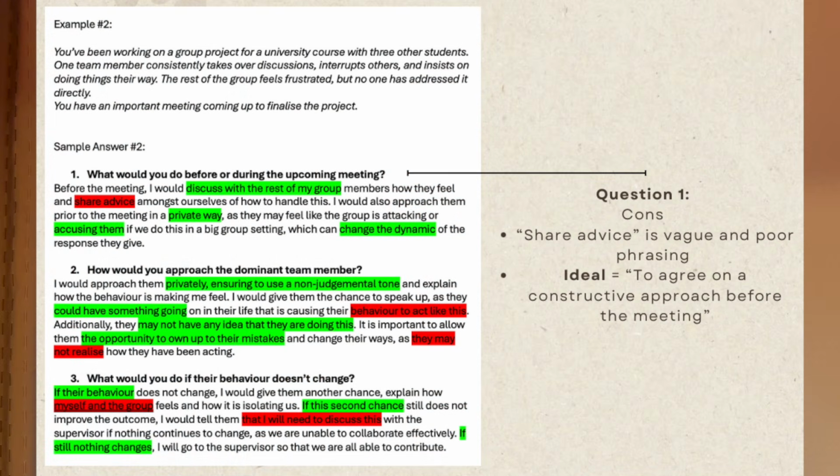In terms of the rest of my response, I think you can really tell that I left this question for last. I mentioned that I would share advice amongst ourselves of how to handle this. Of course, looking back on it, you can think of so much better ways to phrase it, and it's also incredibly vague. Again, it's always better to put action rather than just writing, sharing advice. Something better would be to agree on a constructive approach before the meeting.